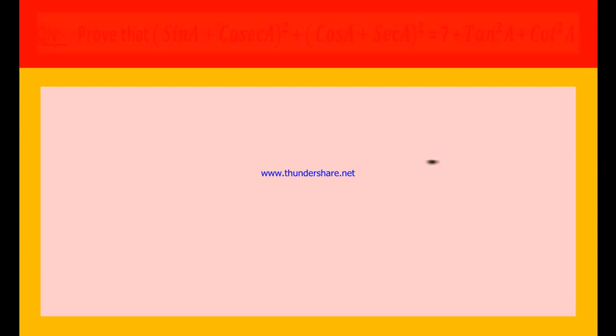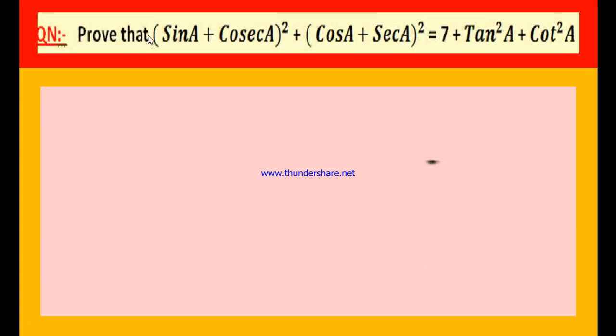Now here is the third question. Prove that (sin A + cosec A) whole square plus (cos A + sec A) whole square is equal to 7 plus tan square A plus cot square A. I shall repeat. Prove that (sin A + cosec A) whole square plus (cos A + sec A) whole square is equal to 7 plus tan square A plus cot square A.